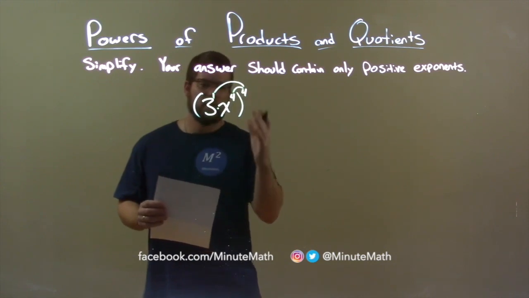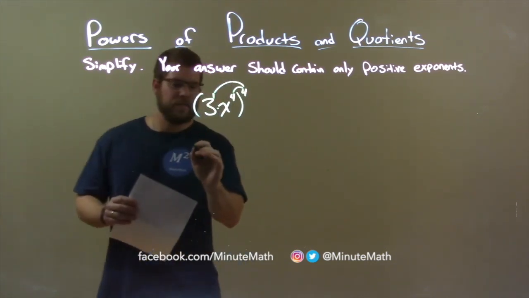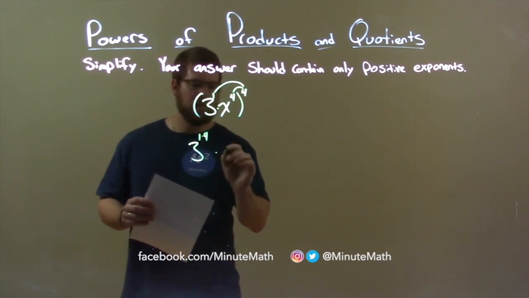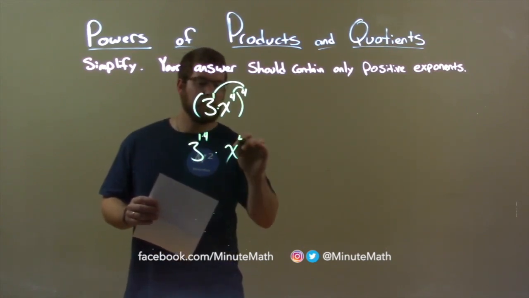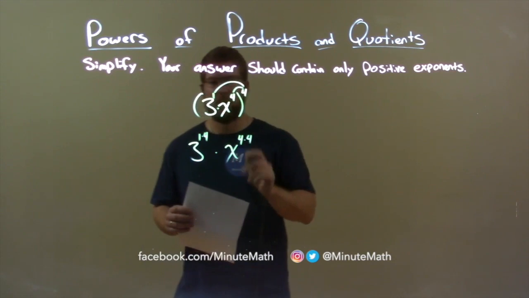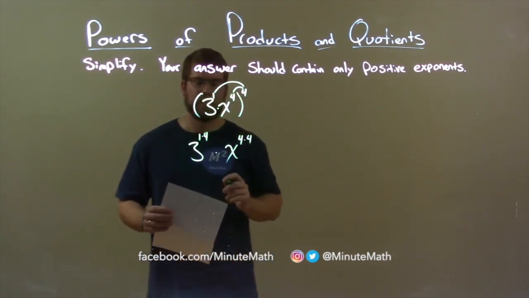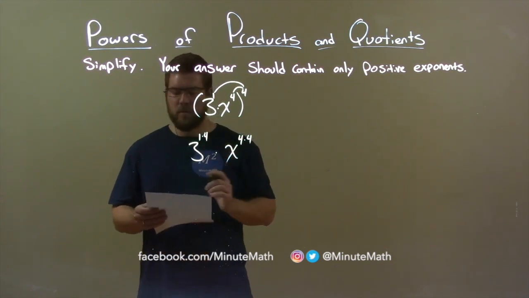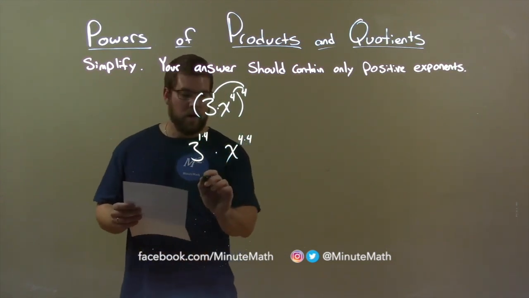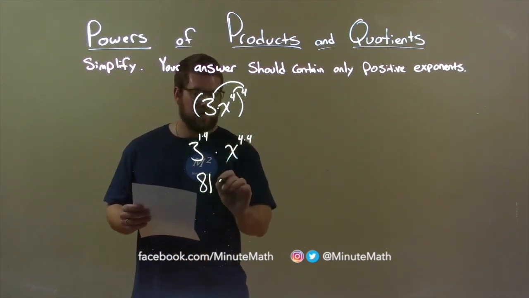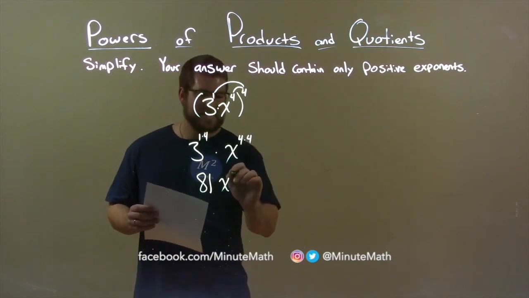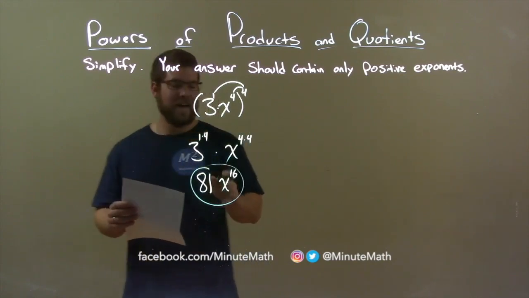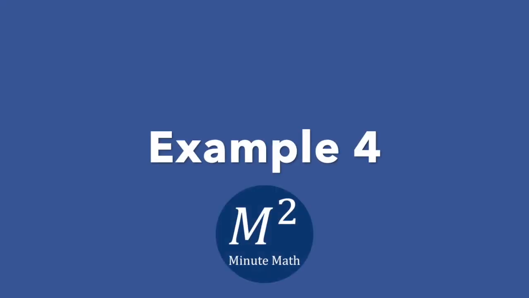Okay? So what this breaks down to be is 3 to the 1 times 4 power times x to the 4 times 4 power. We multiply the exponents here. Well, 1 times 4 is 4, and 3 to the 4th power is 81. X comes down, and 4 times 4 is 16. And so my final answer is 81x to the 16th power.